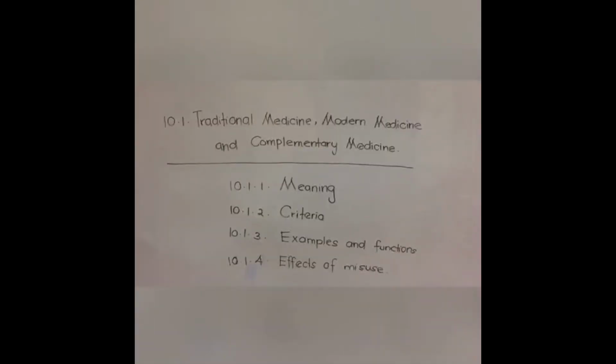So what's in 10.1? In 10.1, you will learn about the 3 medical methods, which are traditional medicine, modern medicine, and complementary medicine. In this subtopic, I will explain the meaning of the terms for all three medical methods, and then I will explain the criteria of traditional and modern medicine. Next, the examples of each medicine and also their functions, and lastly I will explain the effects when you misuse these medicines and take the wrong dosage.